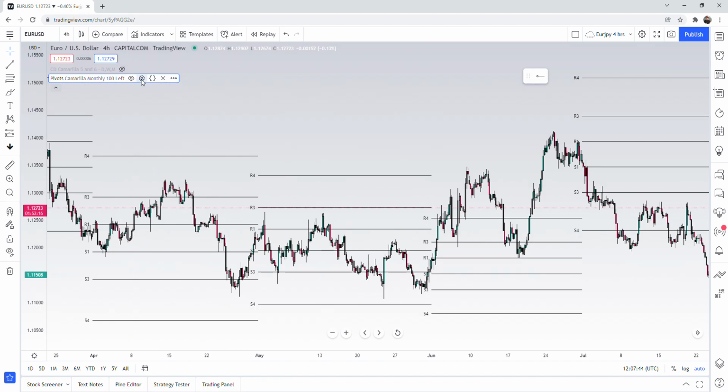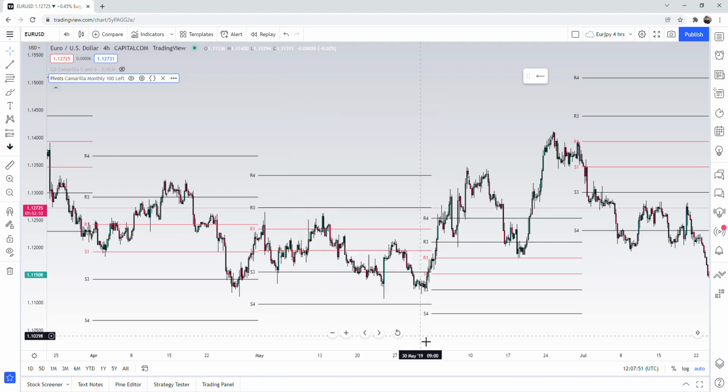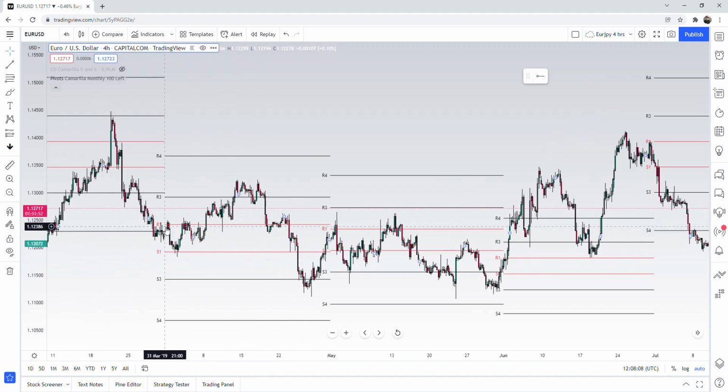Let's change the middle, which I call the opening range, to red so that you can see. This R1 to S1 is the opening range. In the middle we have the close. It's a very crucial level, the close or the open, because it's the same. So this is the opening range of the month. When the new month starts, you have this opening range.